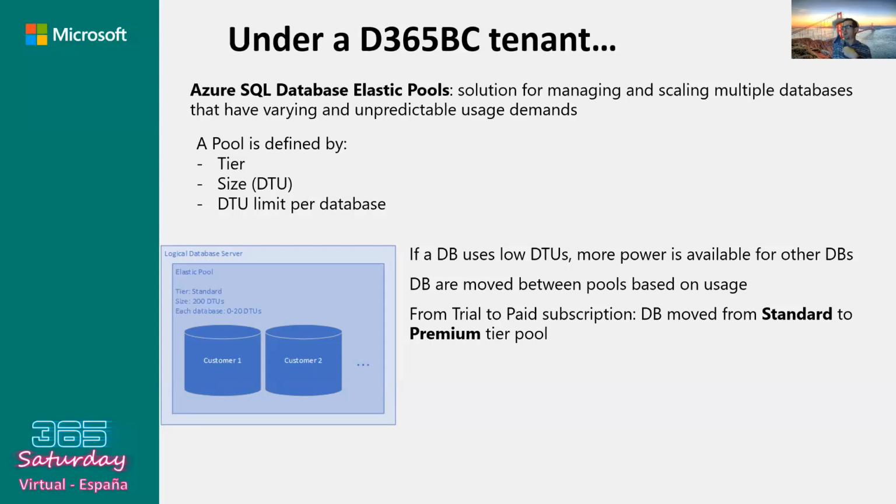If you activate a Business Central trial, the trial is automatically created on what is called a standard tier, a service level where you don't have great disk performance and so on. When you switch your trial to a paid subscription, your database is moved automatically from a standard tier to a premium tier, where you have much better performance and much more powerful hardware available.